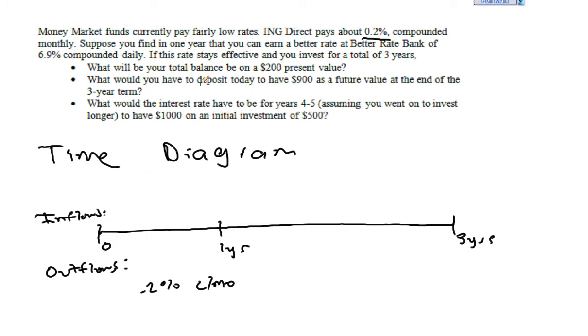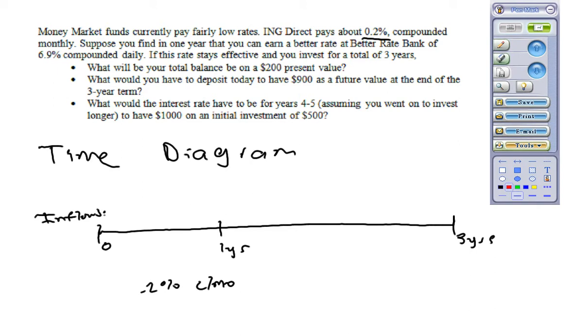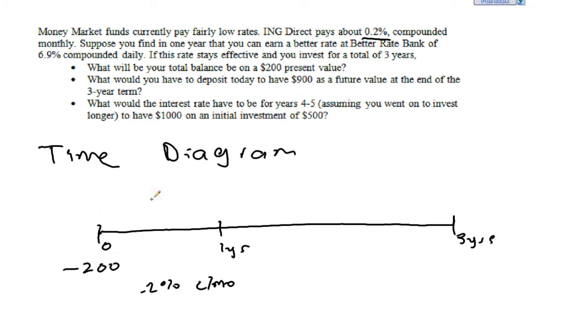Now, initially I'm going to spend $200. So I'm going to erase this inflow and outflow so I can write down here. So initially I'll have an outflow of $200 because that's something of value leaving my possession. Now in the first year I'm really going to have to think about it as an inflow because after 1 year I find that I can earn a better rate somewhere else.